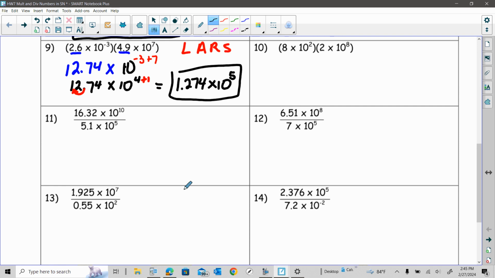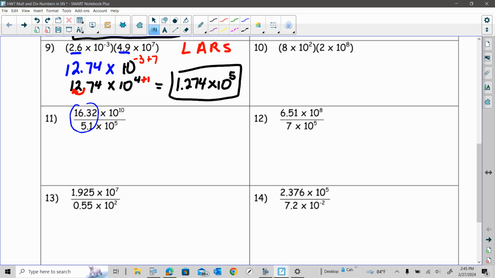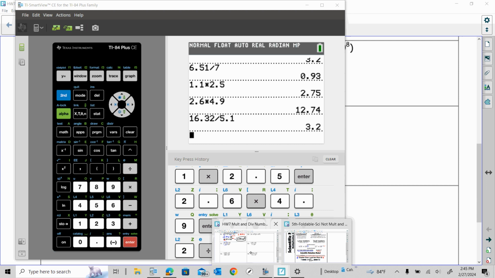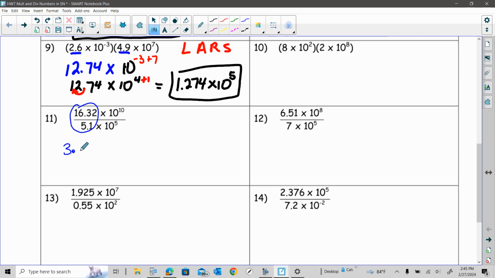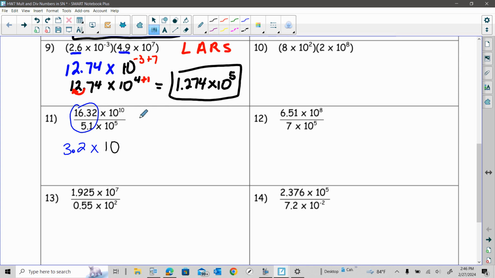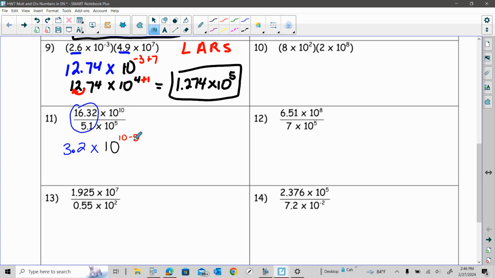Okay. So for the dividing, we are dividing the coefficients. So 16.32 is being divided by 5.1. We get 3.2. So 3.2 times 10, our base. And when we divide, we subtract the exponents. So our final answer is 3.2 times 10 to the 5th power, because 10 minus 5 is 5.